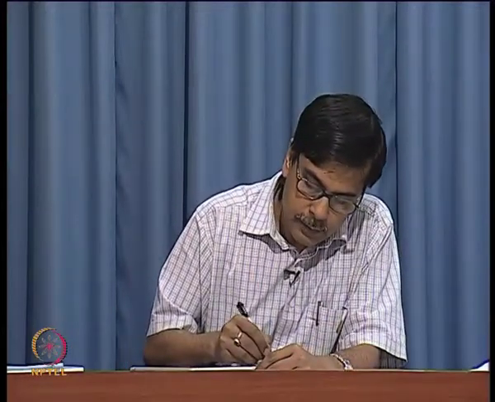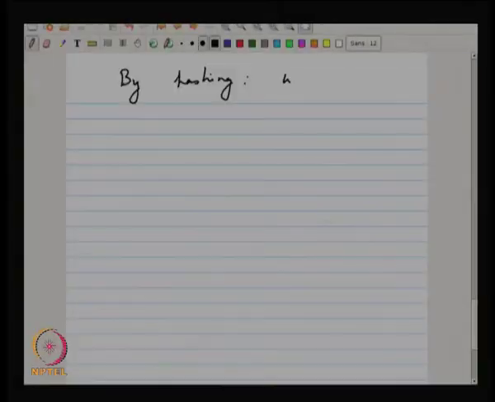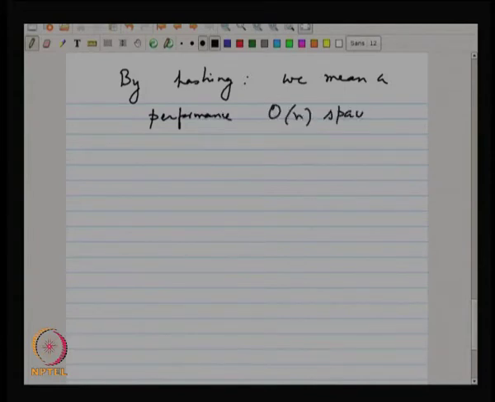So by hashing we mean a performance of order n space and order 1 search time. Okay. Example: universal hash family.